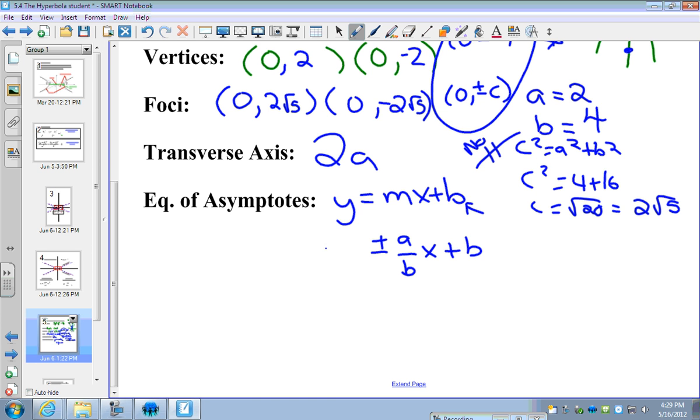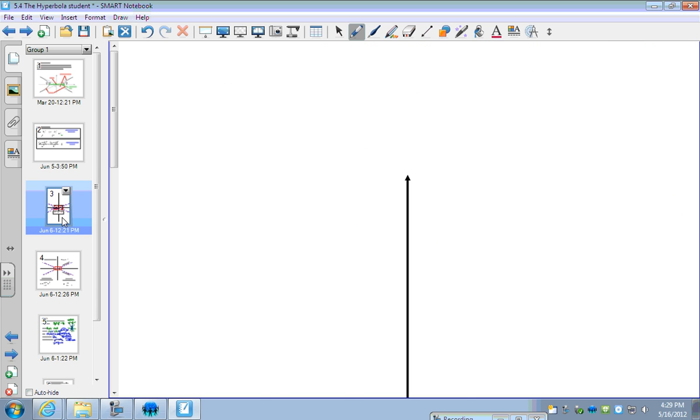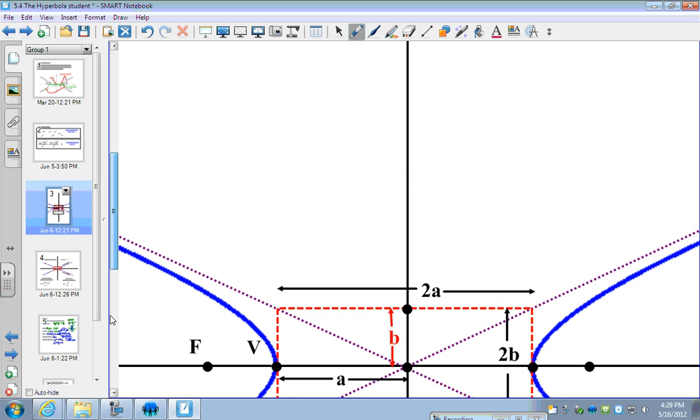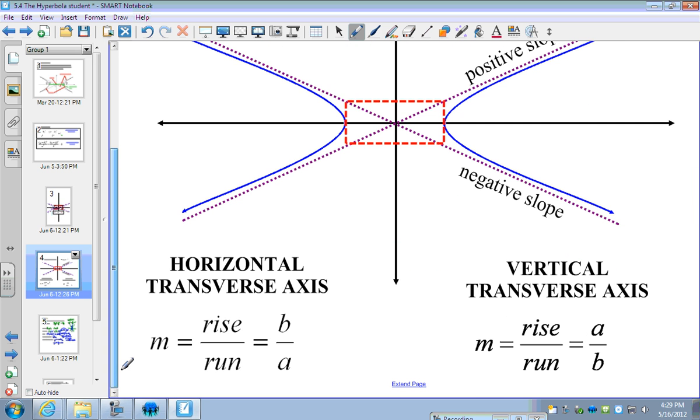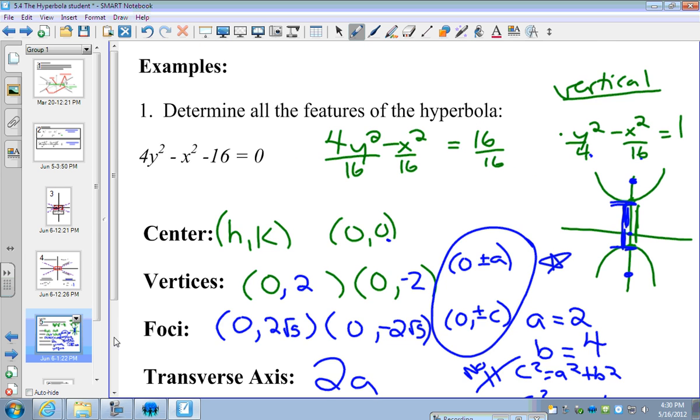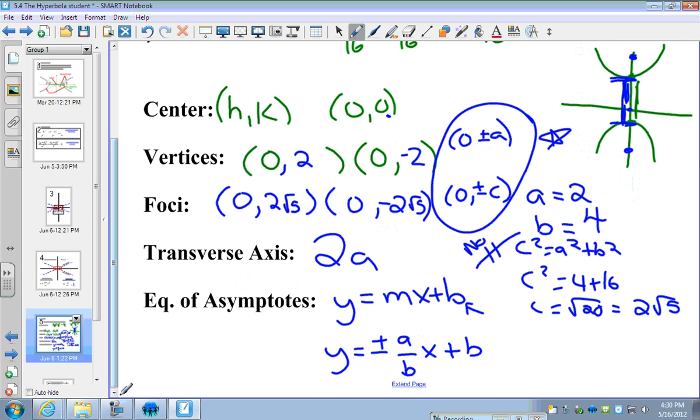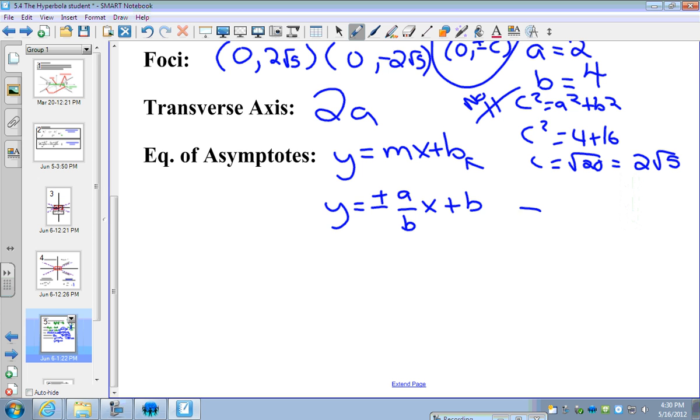So my m is going to be plus or minus a over b because of the type. If I forgot the type, I believe I just look right here, because it was a vertical, a over b. Okay, so I have a over b plus b. B is actually my y-intercept.